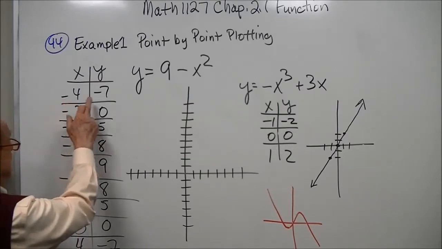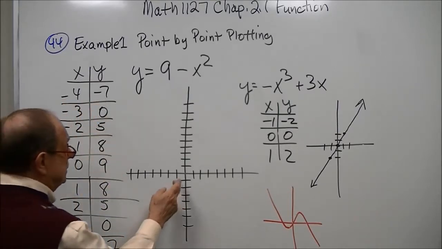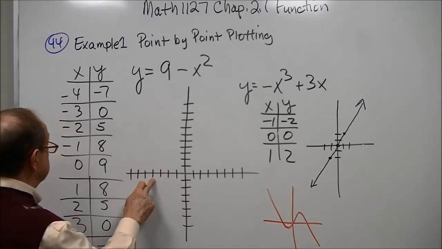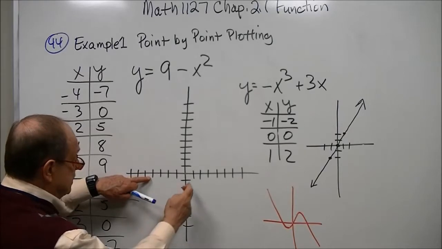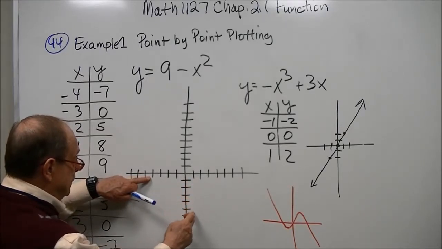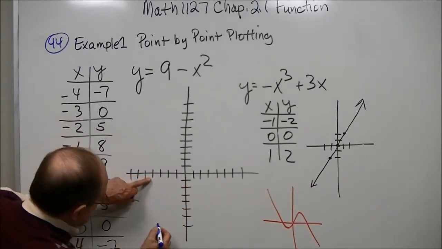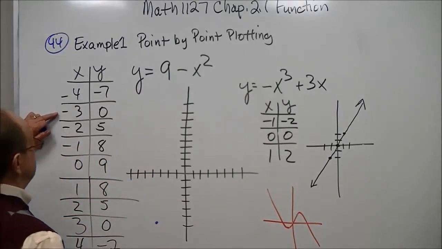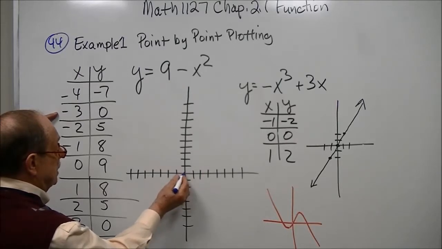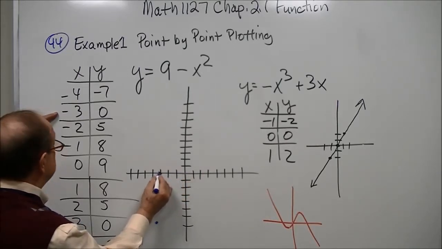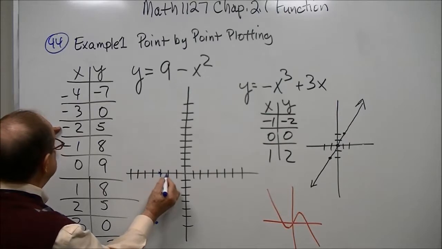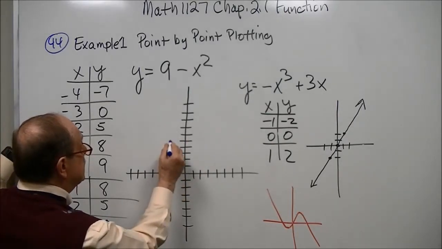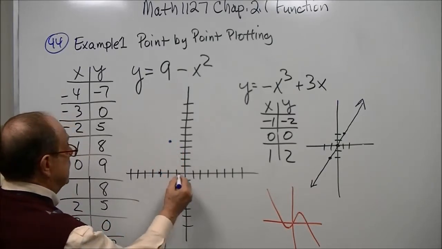So there's a negative 4 and a negative 7. So we go here to negative 4. 1, 2, 3, 4. There's negative 4. Then we go down 7. 1, 2, 3, 4, 5, 6, 7. So we have a point about there. Then we have negative 3, 0. Negative 3, 0 is right there. Negative 2, 5. 1, 2, 3, 4, 5. Right about there.